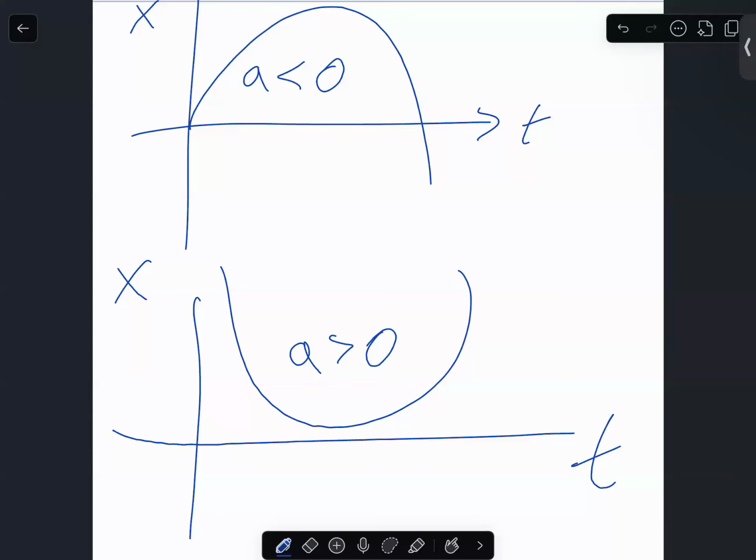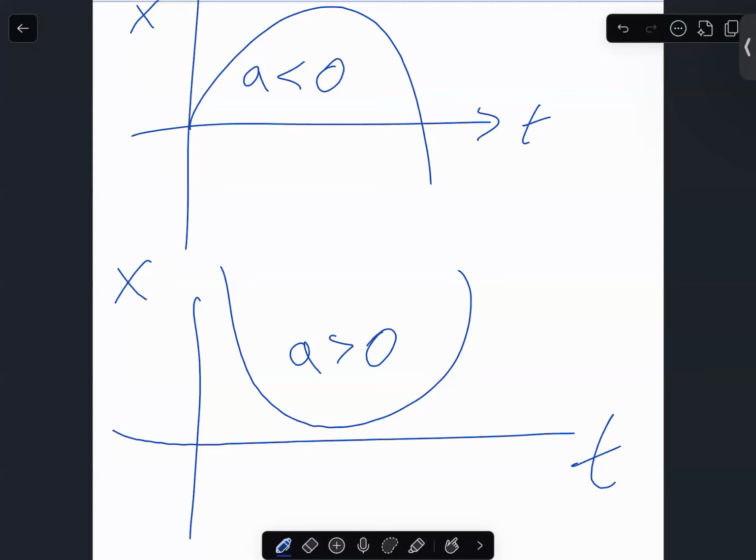If the graph is in the fourth quadrant, position versus time down here, that means x is less than 0. Position is negative. I am below the origin. It doesn't mean you're moving up, doesn't mean you're moving down, doesn't mean you're moving faster, doesn't mean you're moving slower. If x is negative, third or fourth quadrant, that just means you're down below the origin.